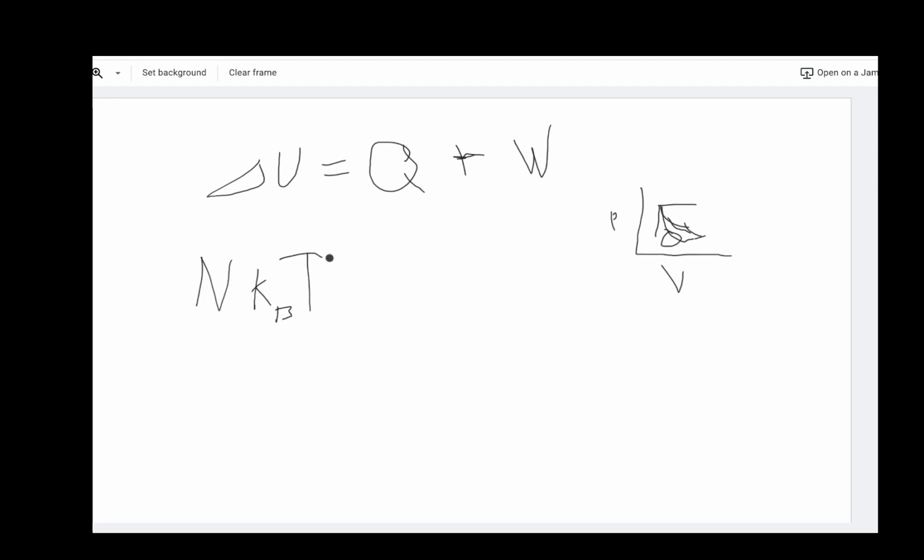This just changes up some constants. We get rid of R for Boltzmann's constant, which I'm forgetting what Boltzmann's constant is. Could you remind me, Sai? It's like 1.38 times something. 10 to the negative third. Yeah, all right. Sorry about that.